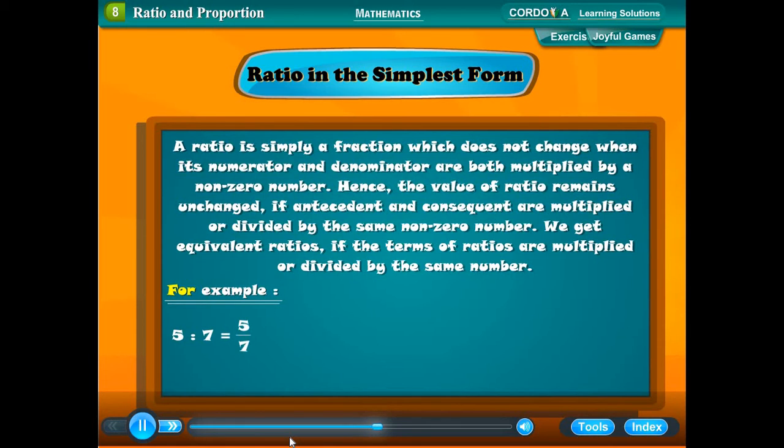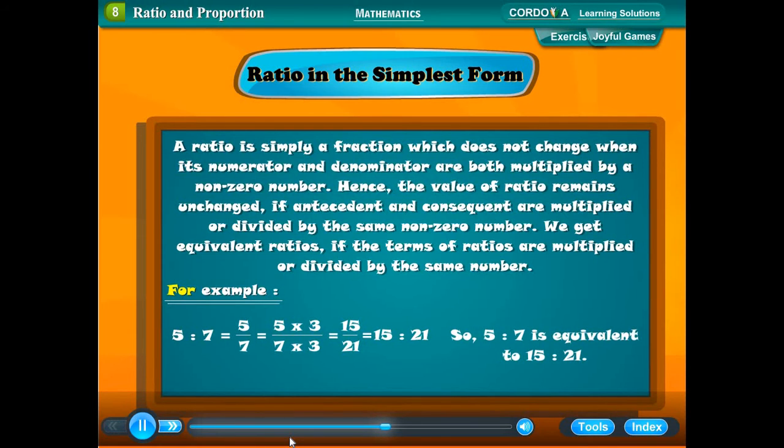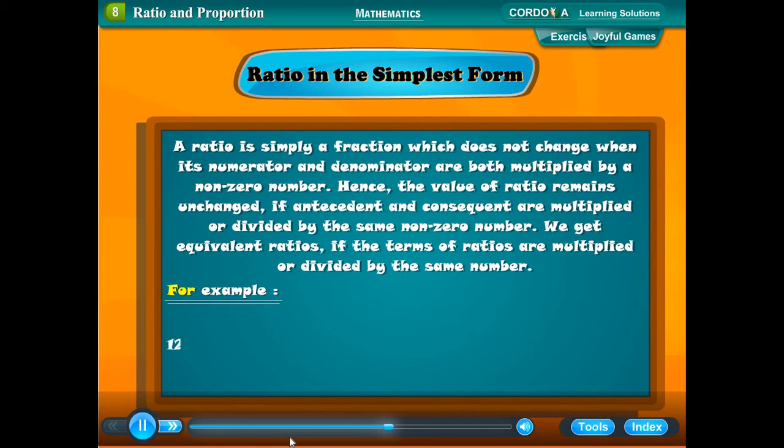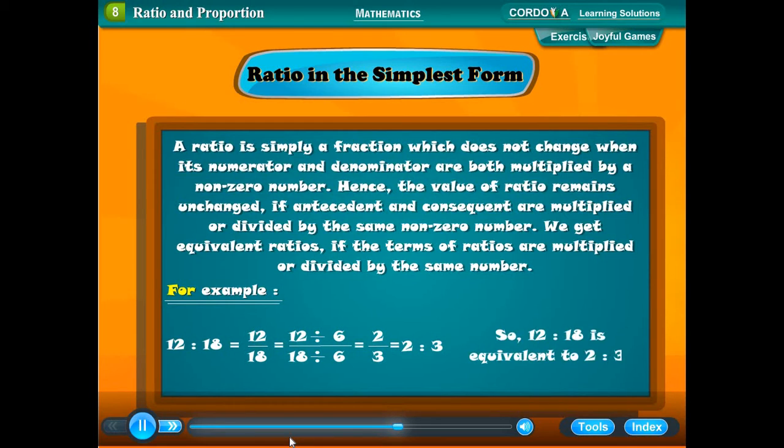5:7 is equal to 5 upon 7, which is equal to 5 into 3 upon 7 into 3, which is equal to 15 upon 21, which is equal to 15:21. So, 5:7 is equivalent to 15:21. 12:18 is equal to 12 upon 18, which is equal to 12 divided by 6 upon 18 divided by 6, which is equal to 2 upon 3, which is equal to 2:3. So, 12:18 is equivalent to 2:3.